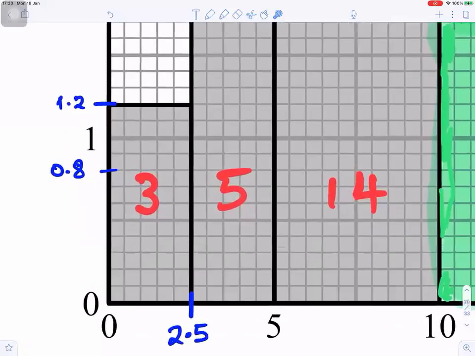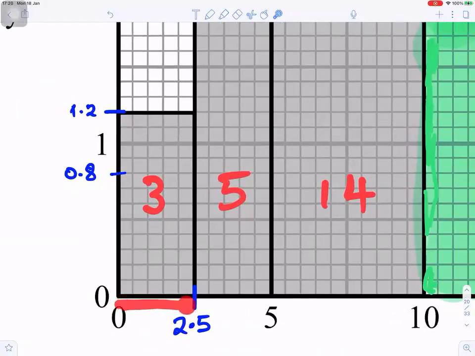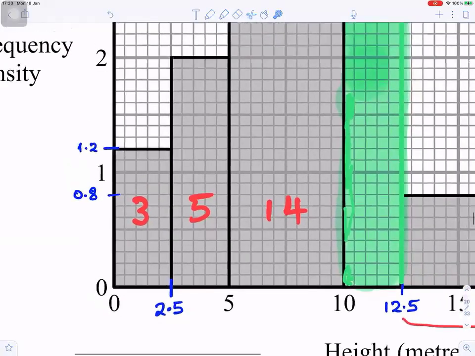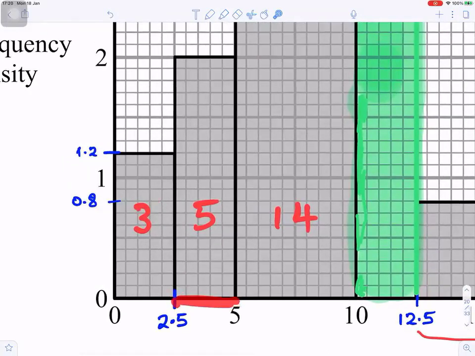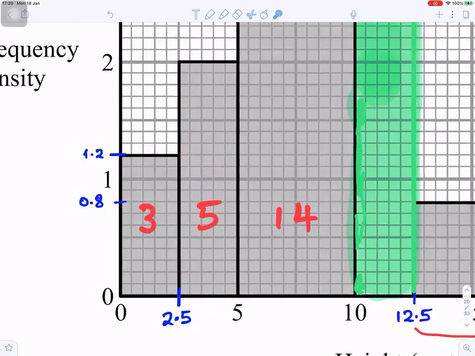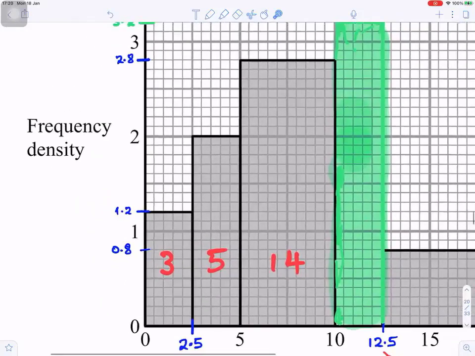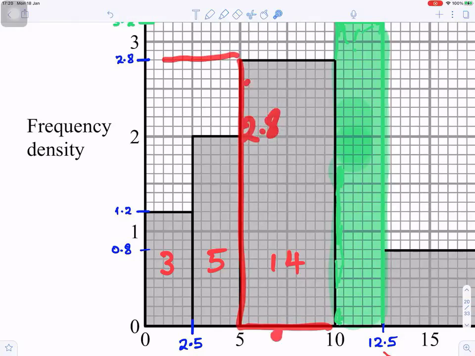So what we're going to do is use 2.5 times 1.2, because if that's 1 there, that's 1.1, that's 1.2. 2.5 times 1.2 will give us the frequency of 3 for this rectangular bar. And for the next one, it would be 2.5 times 2. That will give us 5. And for the next one, it's 5 times 2.8. Well, this is 5, and that's 2.8, and that gives us 14.